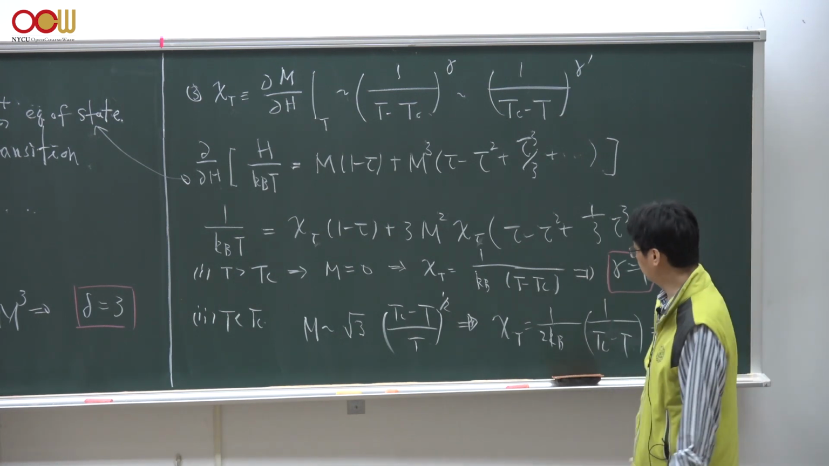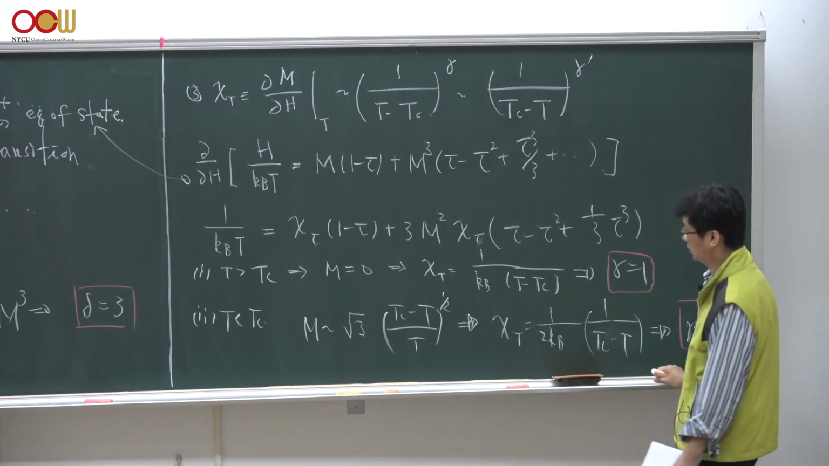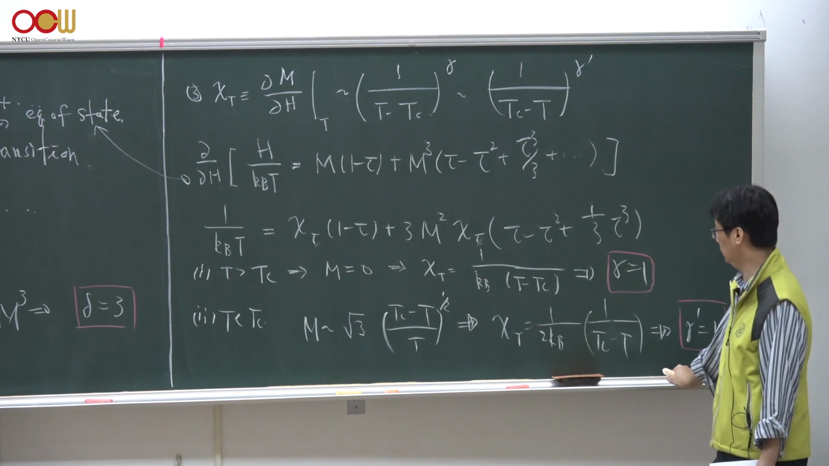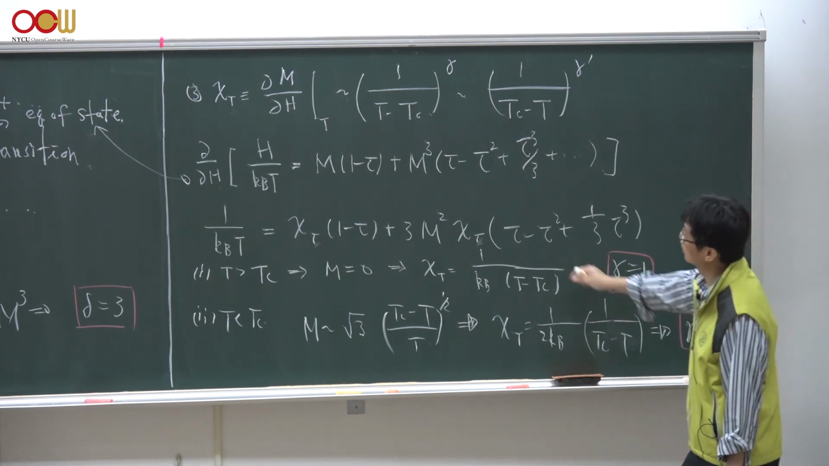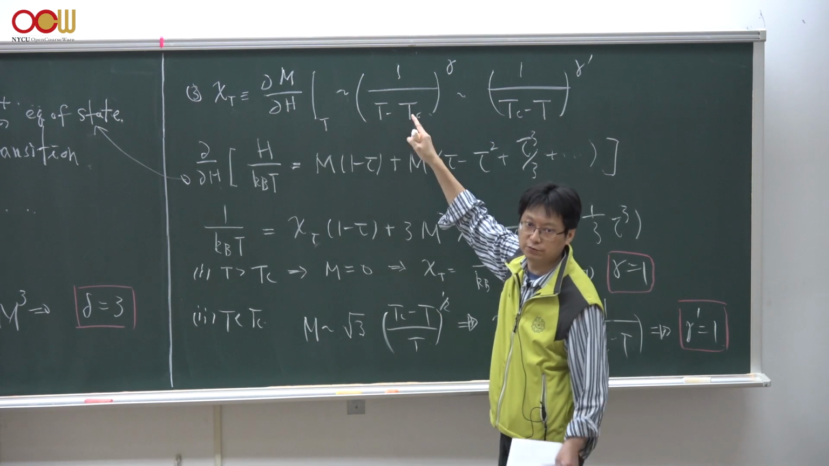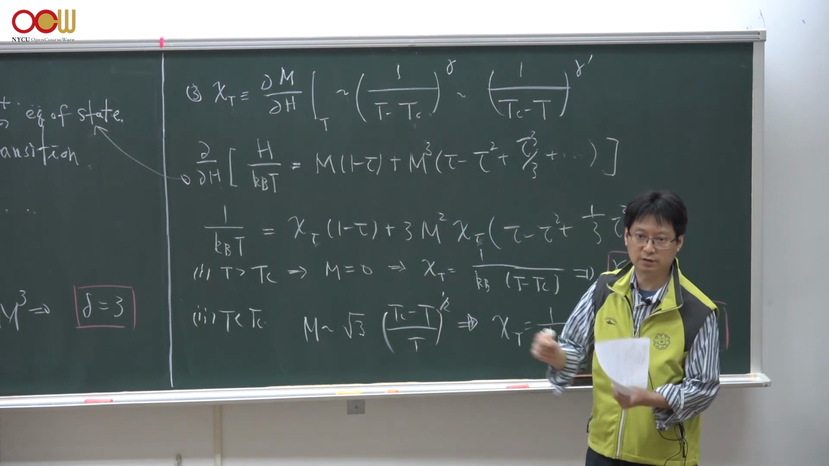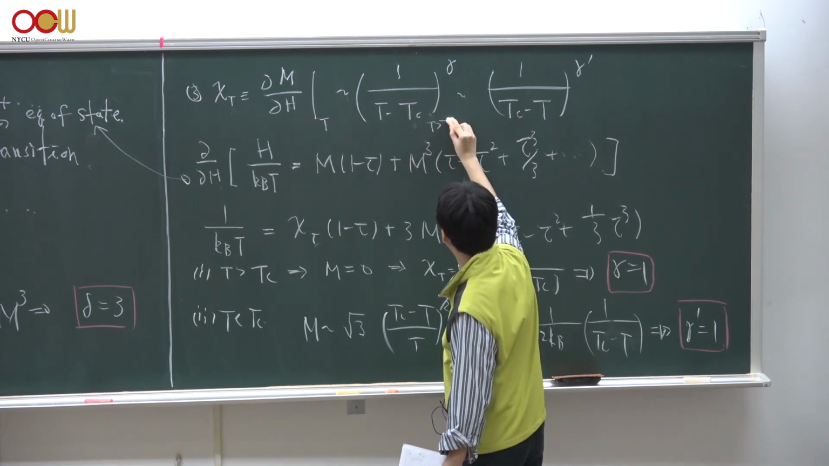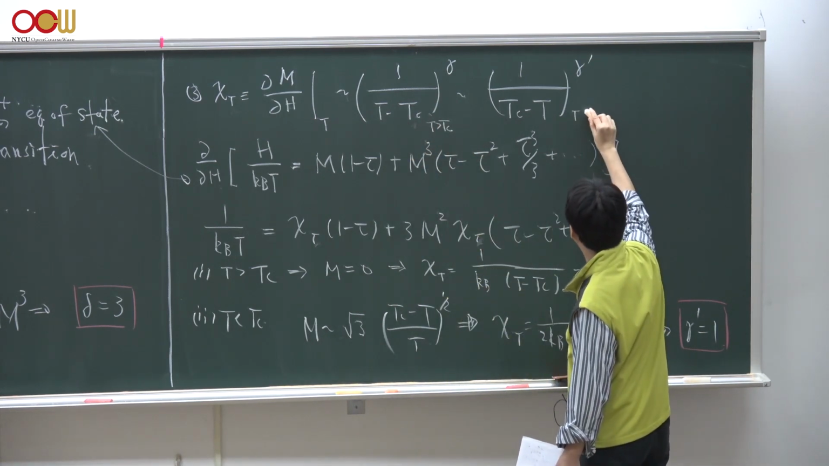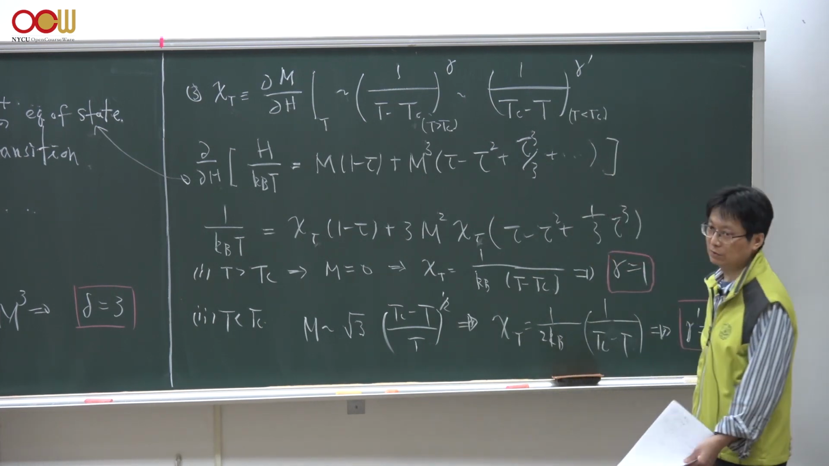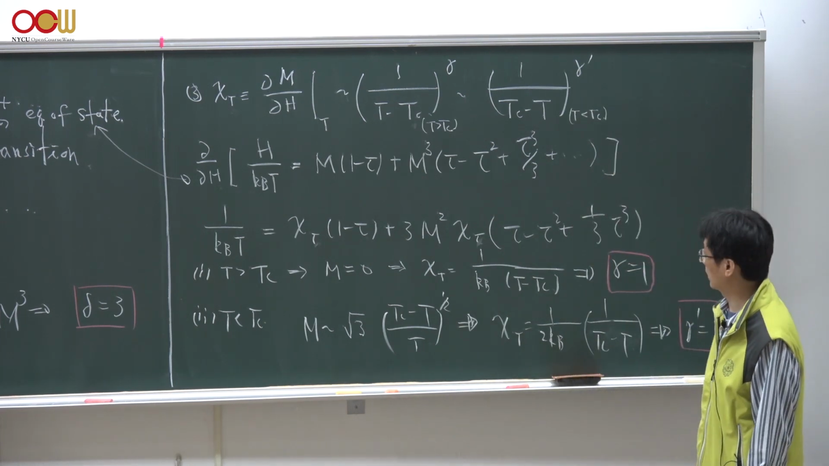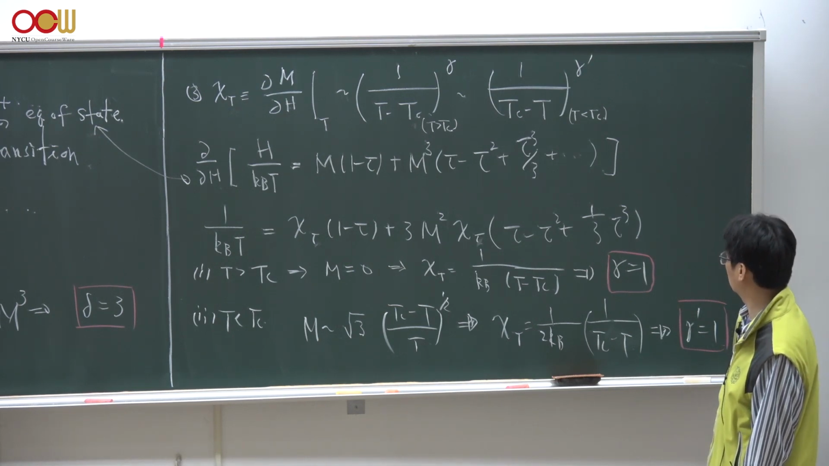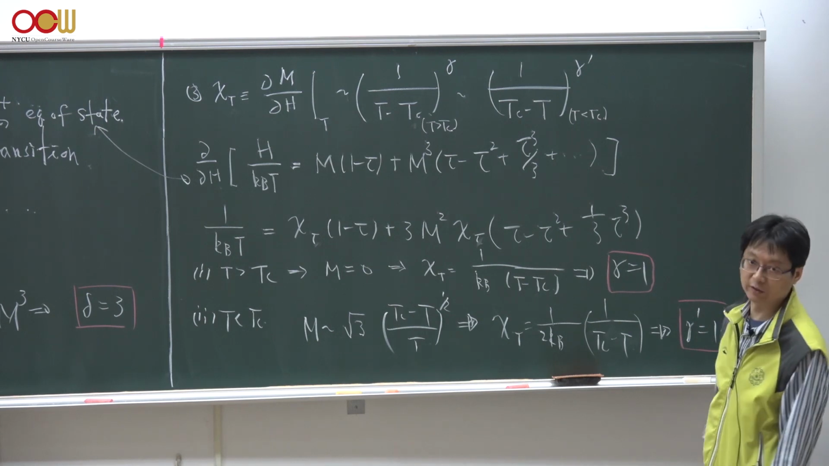But we have in principle two different exponents of this isothermal susceptibility, as a function of T minus Tc or Tc minus T. So in principle, we may have two different exponents on both sides of the transition. So we call this gamma when T is larger than Tc, and gamma prime when T is actually less than Tc. So on both sides, this isothermal spin susceptibility diverges as 1 over T minus Tc or Tc minus T to the power of gamma or gamma prime.